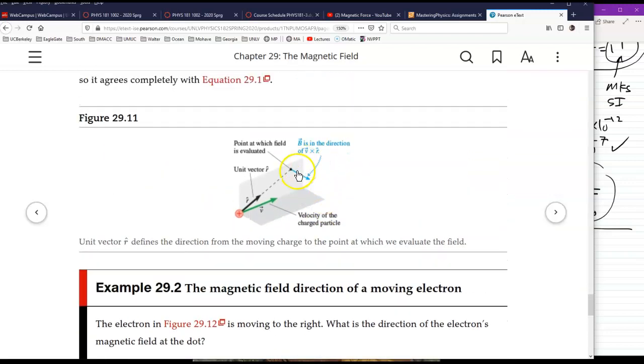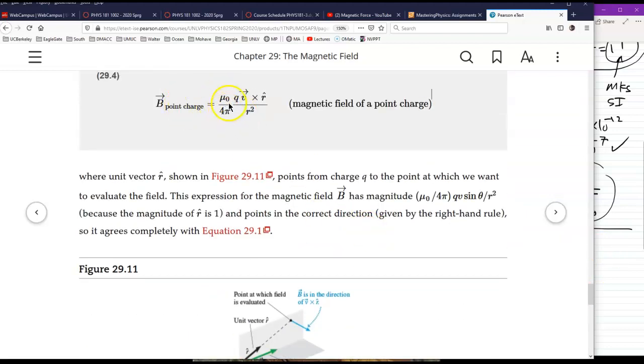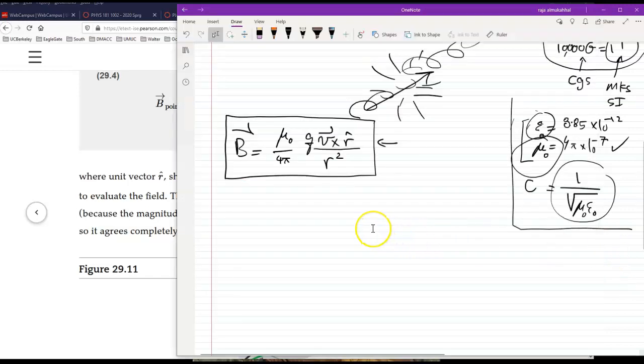So if I want to get this magnetic field, I basically say that the magnetic field is equal to this constant, mu naught over 4 pi, times the amount of charge, times how fast the charge is moving, crossed with the unit vector over the distance squared. Let me simplify that a little bit better.